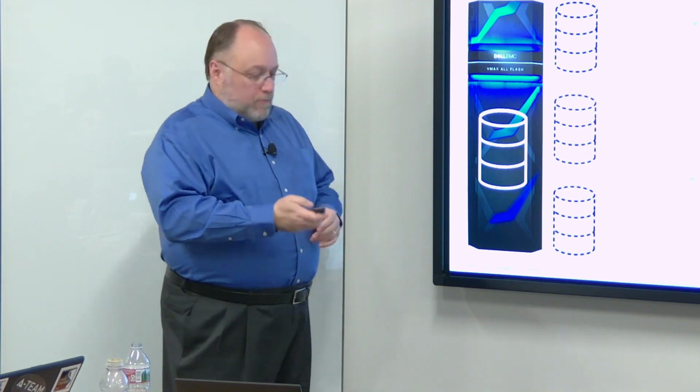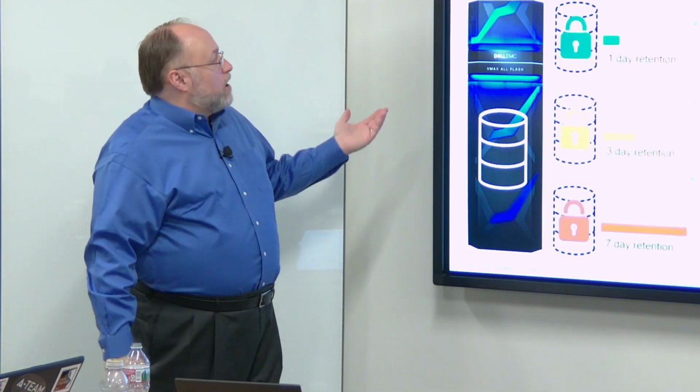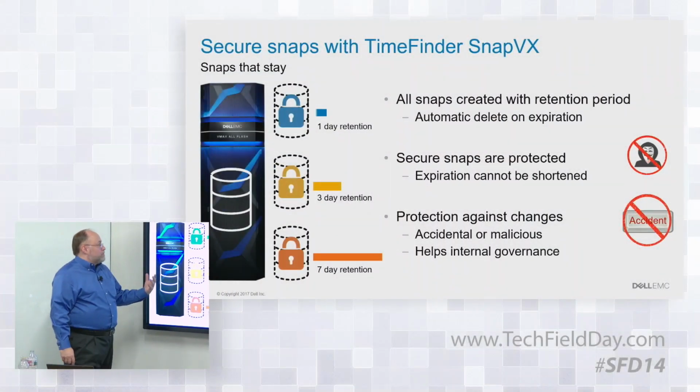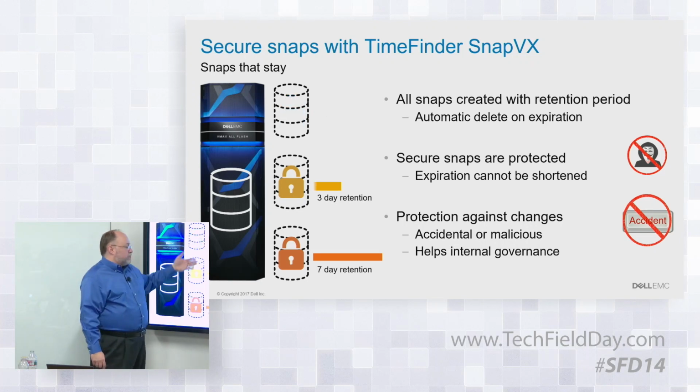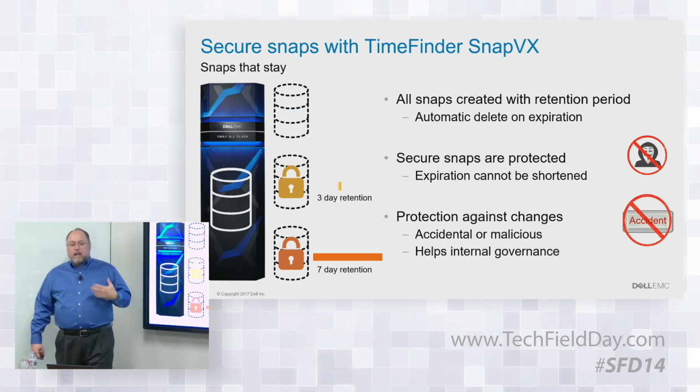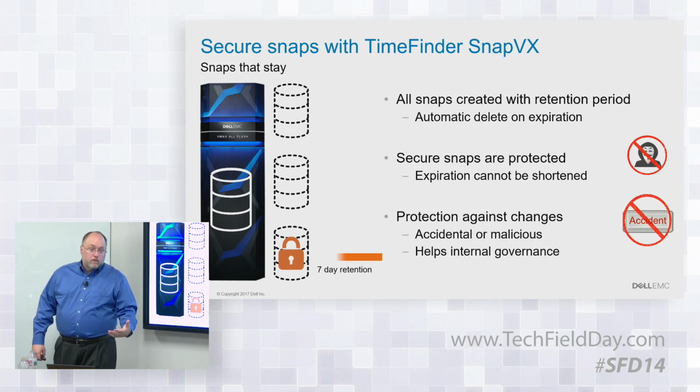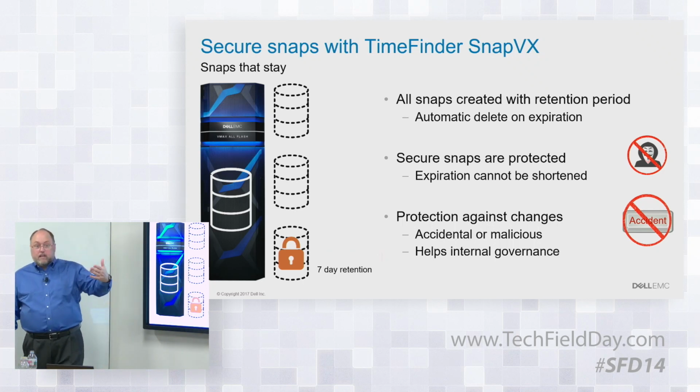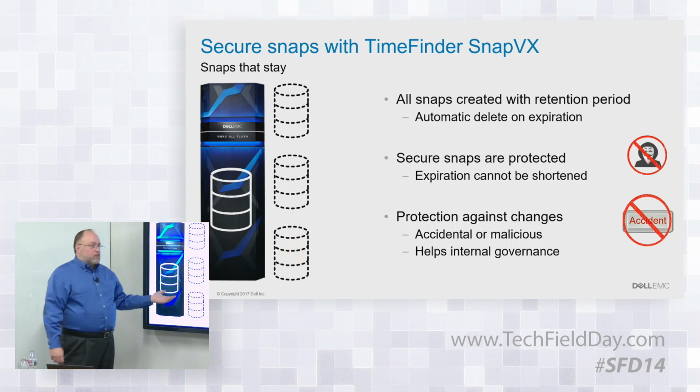Exactly. We also have this graphic that talks about the ability to create secure snaps. So when you create a secure snap, basically what you say is you cannot delete this snap before it expires. You can't shrink the expiration. You can extend it, but you cannot shrink the expiration date and cause it to go away.